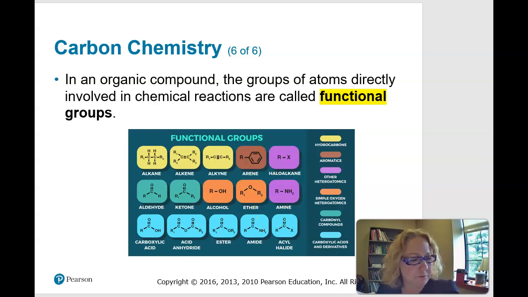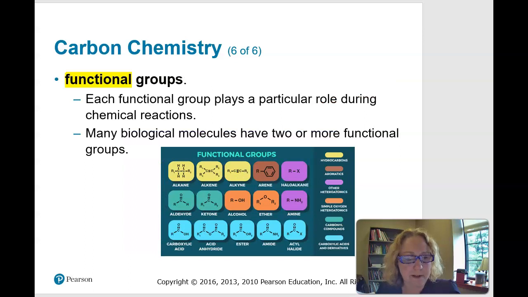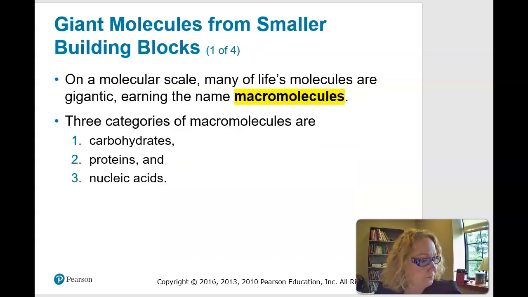Here's just some functional groups. Basically, functional groups play a particular role during chemical reactions. And once you get into biological molecules, they usually have more than one functional group, and that's what causes the structure versus the function. So the functional, see what I did there? Functional groups sort of determine the function of those molecules.